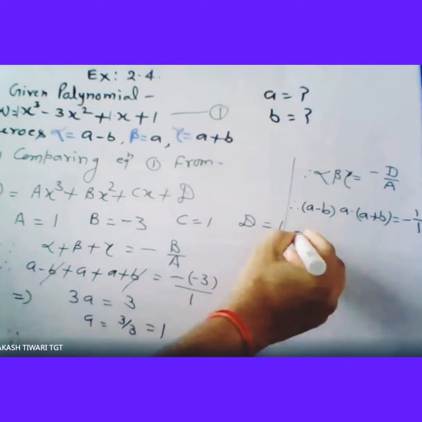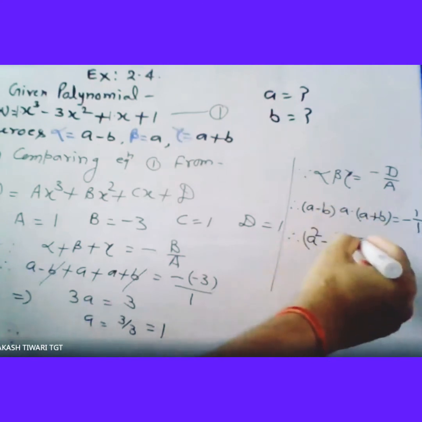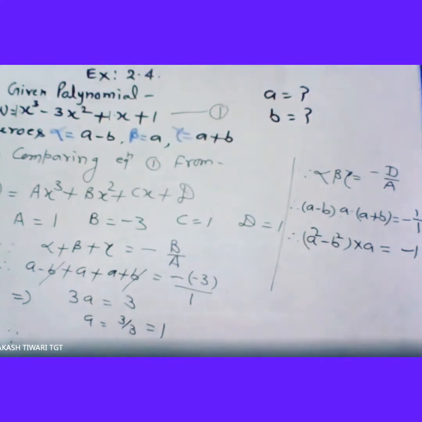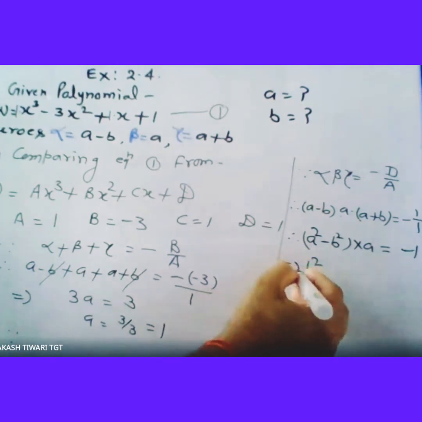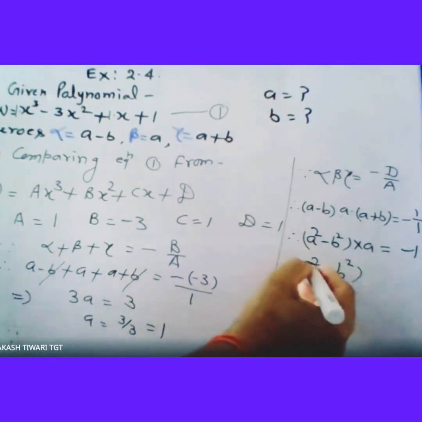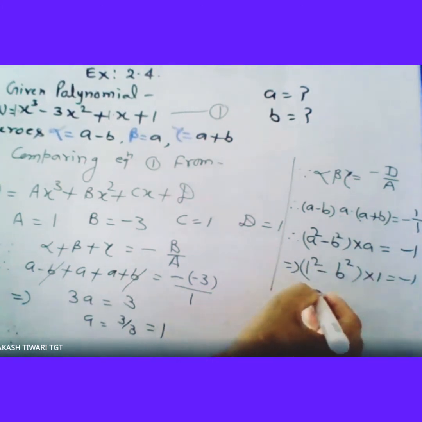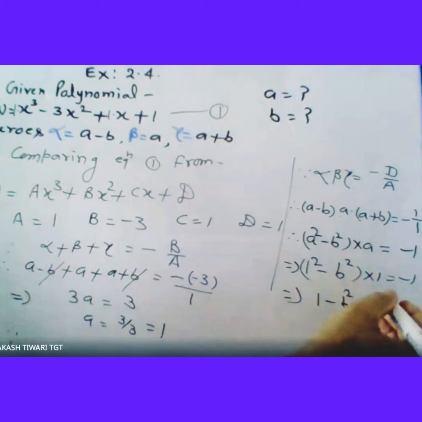Can you say? Yes, sir. This is A square minus B square, and this is A, you will write same to same, and minus 1 upon 1 means minus 1. And you know the value of A. This is already you will get here. So the value of A is 1. Put the value here. That is 1 square and minus B square into 1 equal to minus 1. So dear, finally you will get minus 1 square means 1 and minus B square into 1 will remain the same, equal to minus 1.